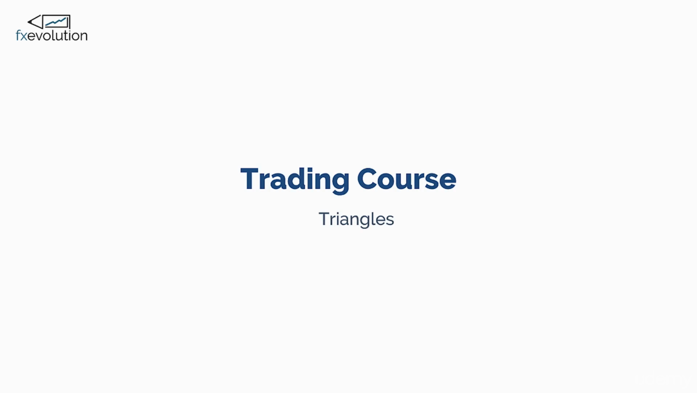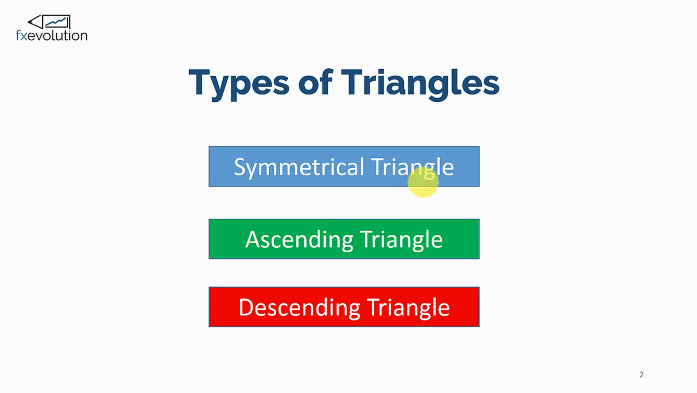Today we'll be taking a look at triangle patterns, how to trade them, where to place our stop losses, and what to look out for with each different type of triangle pattern. So we'll begin with the types of triangles. We have the symmetrical triangle, the ascending triangle, and the descending triangle.